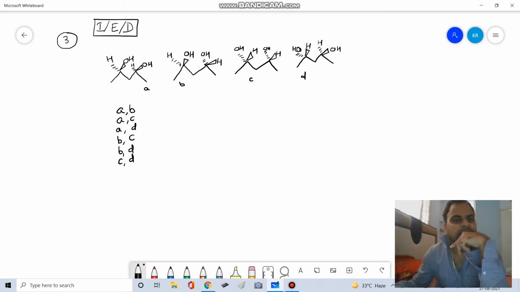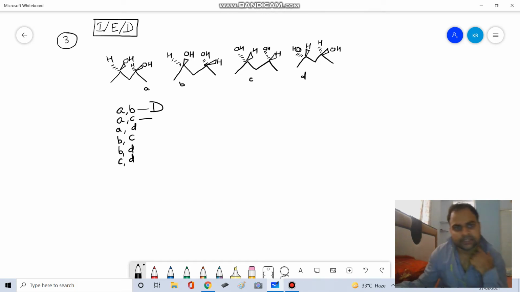On this carbon the configuration is the same, on this carbon the configuration is different. So that cannot be superimposed, because if you change this one, then this portion will not work. Ultimately one portion is matching, the other portion is not matching. They cannot be mirror images, they cannot be superimposed, so they have to be diastereomers.